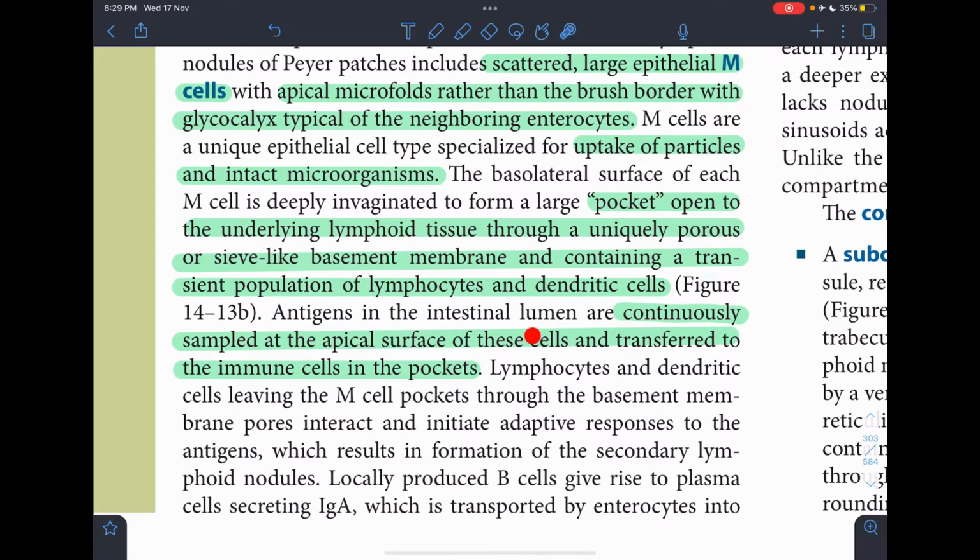Antigens in the intestinal lumen are continuously sampled at the apical surface of these cells and transferred to the immune cells in the pockets. So on the apical surface of the M cells we have microfolds and continuous sampling. On the basolateral surface we have deep invaginations forming pockets which are open to the underlying lymphoid tissue through a porous basement membrane.